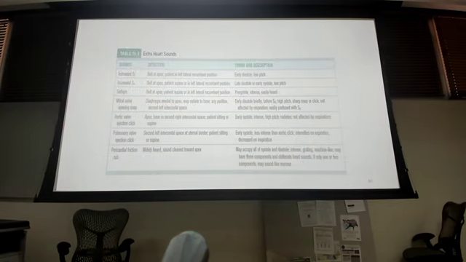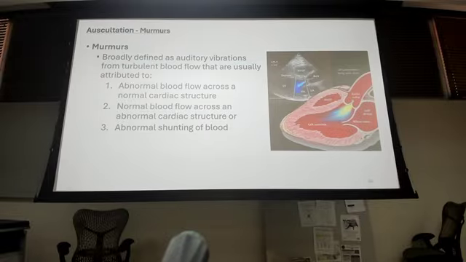And then here's just another table that compares all those heart sounds. Then we talked about murmurs, and the three ways you hear a murmur. The first is abnormal blood flow across the normal structure, so conditions like anemia, where you have a reduced volume, the heart's going to compensate by increasing cardiac output. It's going to increase that flow, so you have a physiologic response. But it's still an abnormal blood flow across normal structures. That can lead to a murmur.